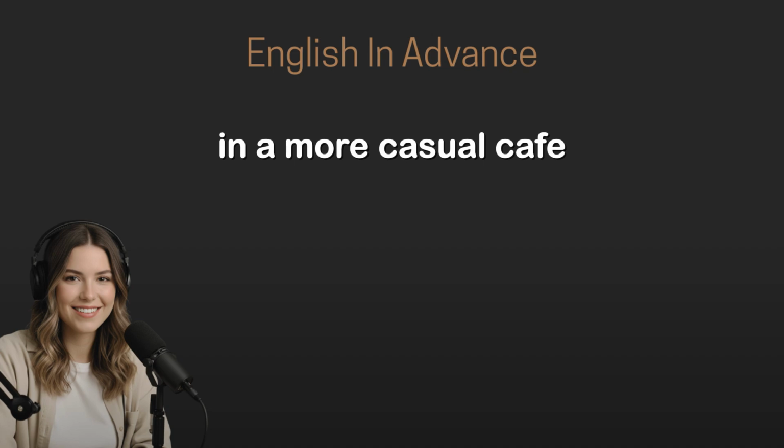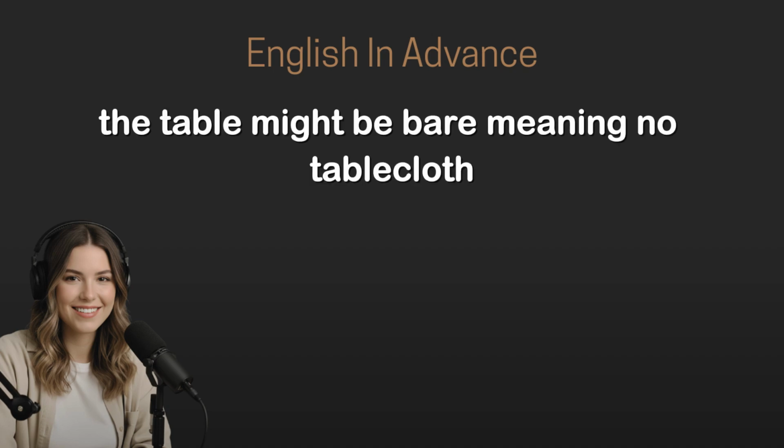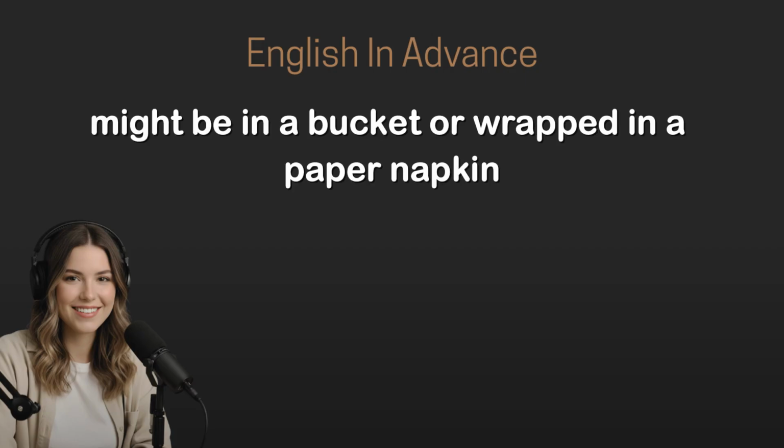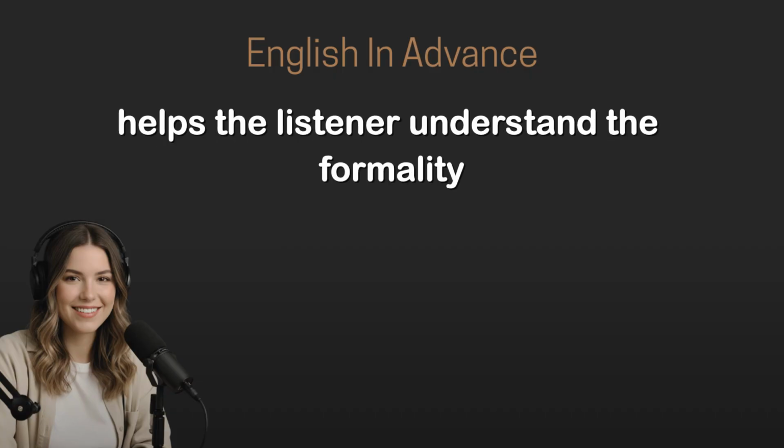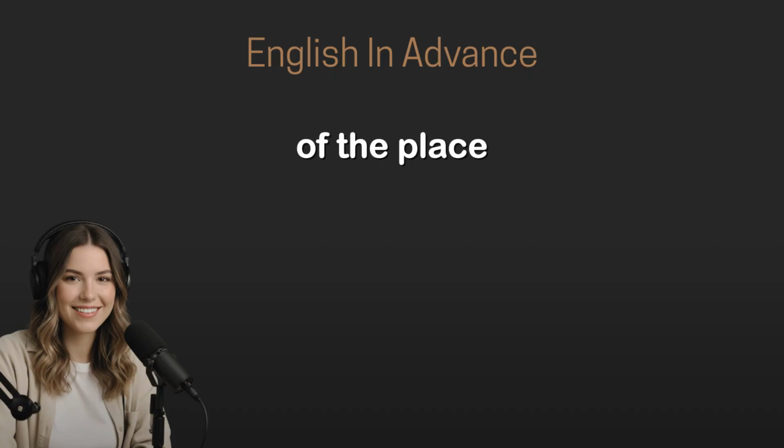In a more casual cafe, the table might be bare, meaning no tablecloth. The cutlery might be in a bucket or wrapped in a paper napkin. Describing these differences helps the listener understand the formality of the place.